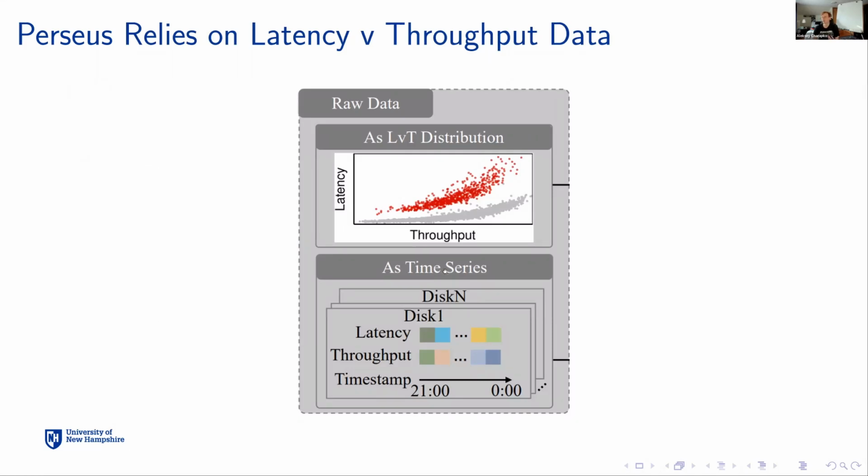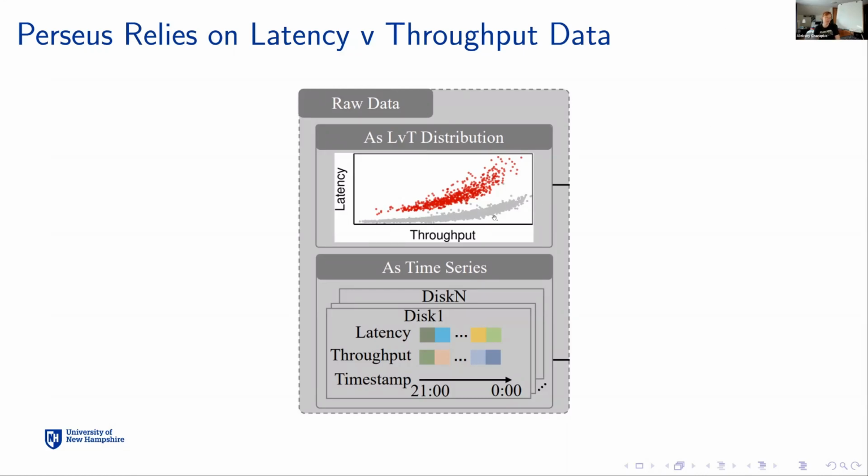The approach that they take really looks at this latency and throughput data. For each disk, for each drive, they collect the latency and throughput as time series data. So at a specific time they know what was the latency of the operations there, writes, reads and whatnot, and what was the throughput that this drive was doing.